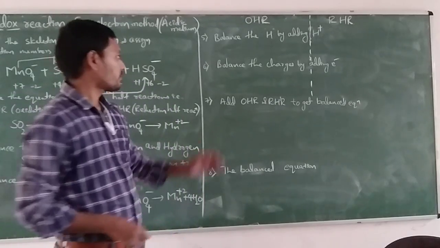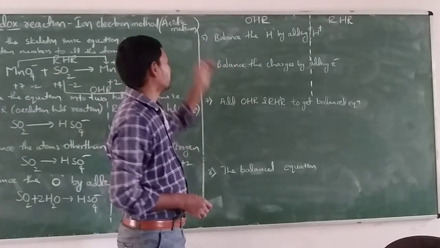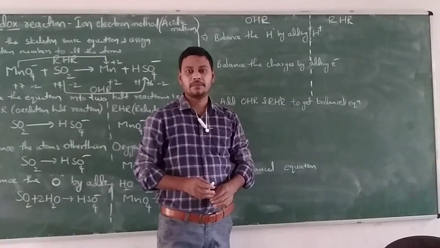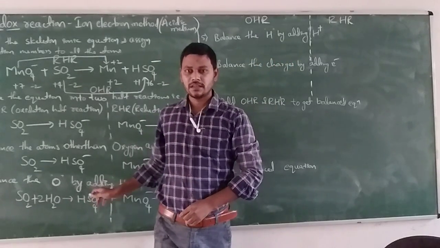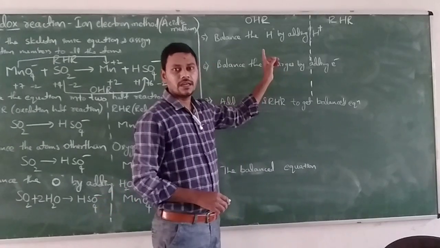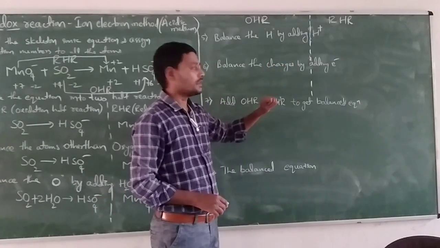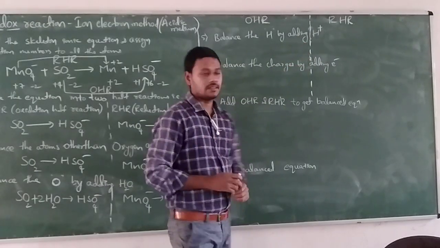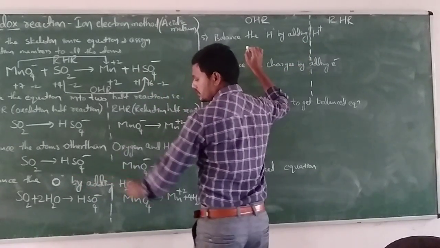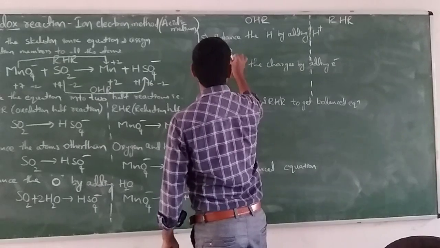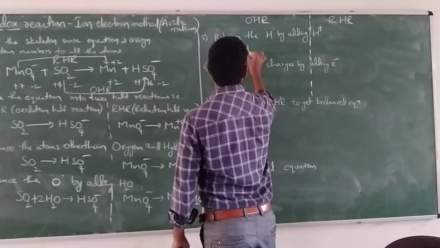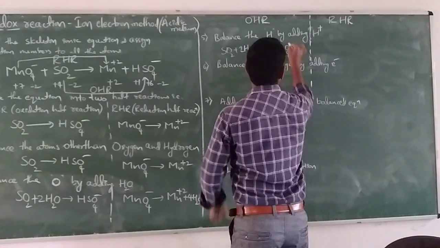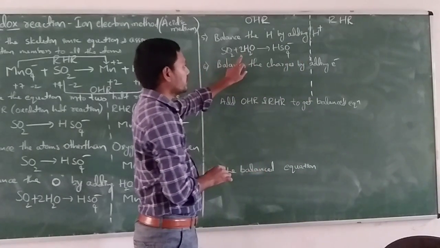Okay, now see, we are balancing the hydrogen atoms. In acidic medium, we are balancing the hydrogen atoms by adding the H+. To balance the oxygen atoms, we are adding the water molecule. To balance the hydrogen atoms, we are adding the H+. So to balance one hydrogen atom, we are adding one H+. See how many hydrogen atoms left side? SO2 plus 2 H2O gives rise to HSO4 minus.